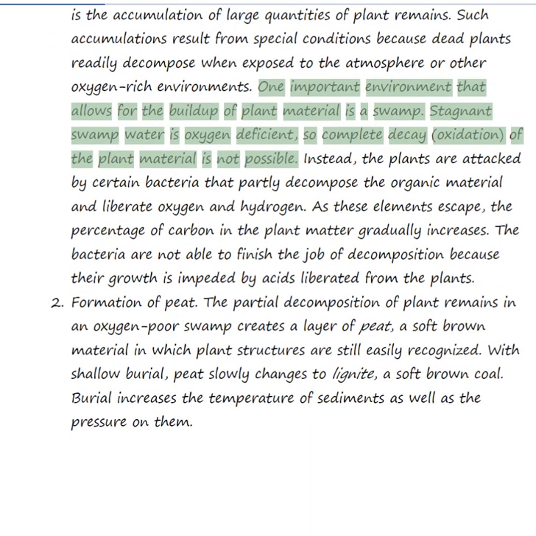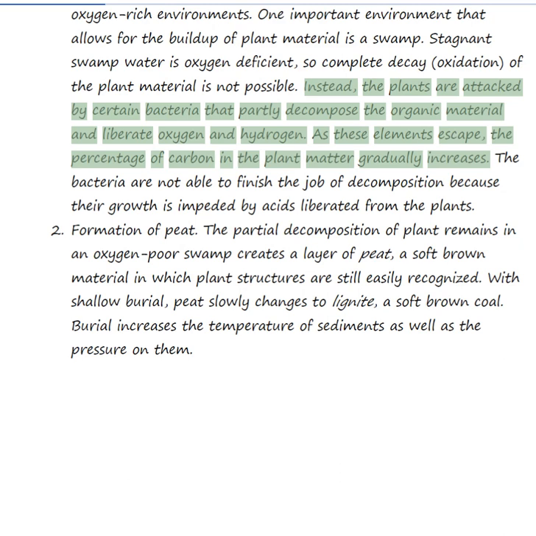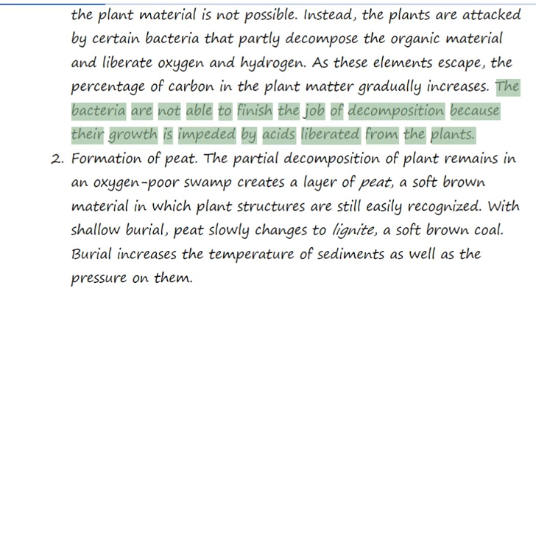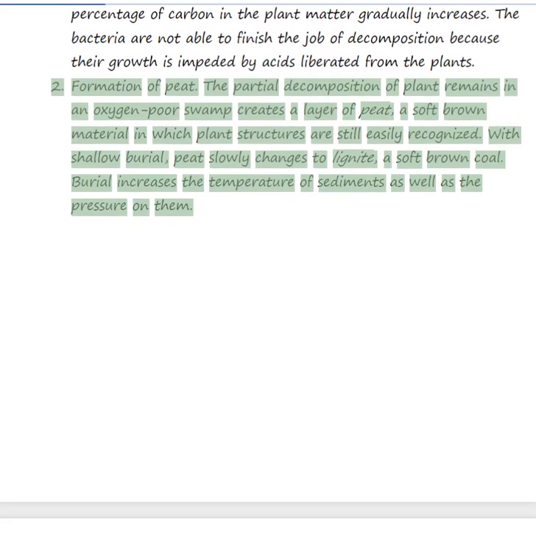One important environment that allows for the buildup of plant material is a swamp. Stagnant swamp water is oxygen deficient, so complete decay of the plant material is not possible. Instead, the plants are attacked by certain bacteria that partly decompose the organic material and liberate oxygen and hydrogen. As these elements escape, the percentage of carbon in the plant matter gradually increases. The bacteria are not able to finish the job of decomposition because their growth is impeded by acids liberated from the plants.